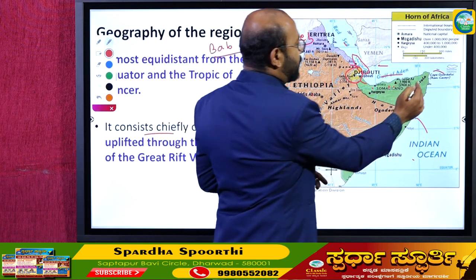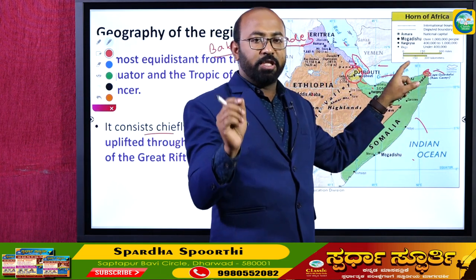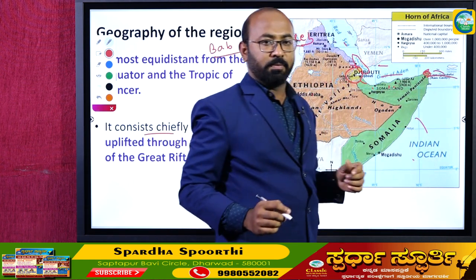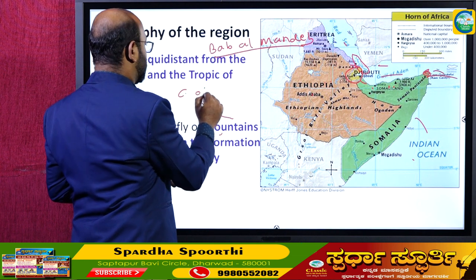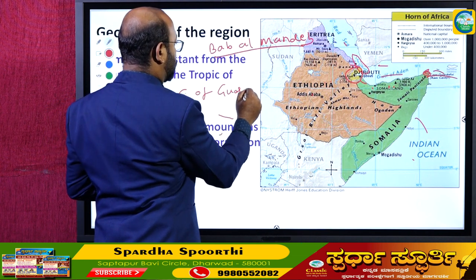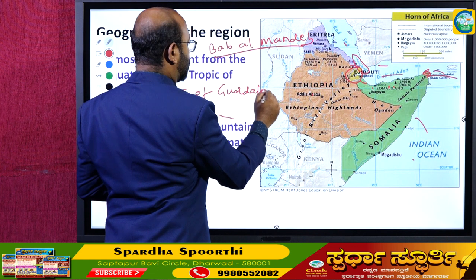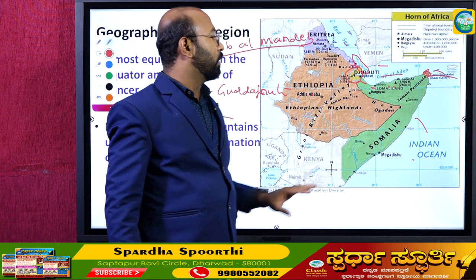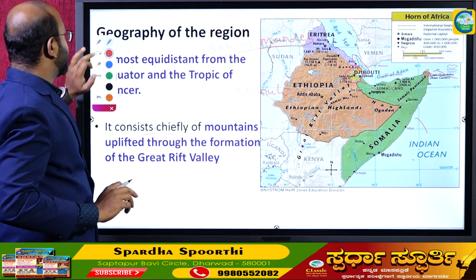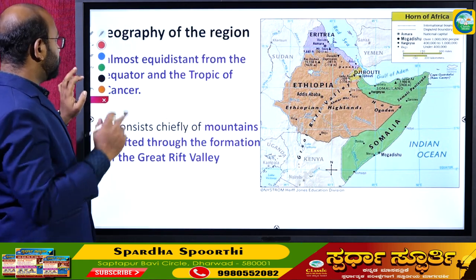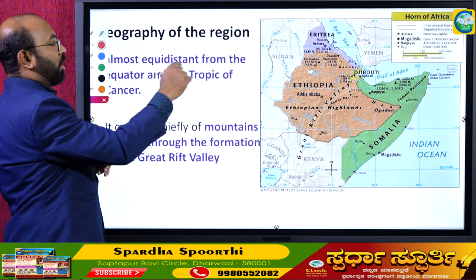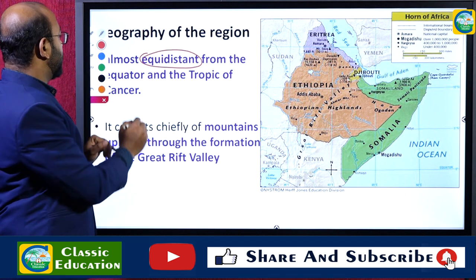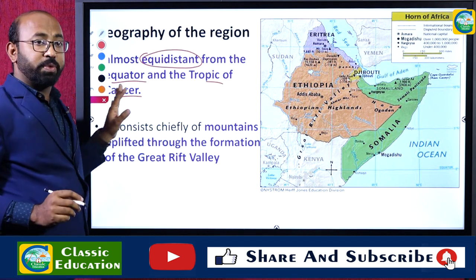See, at the tip of this Somalian Peninsula is the Cape of Gardafui, right? Cape of Gardafui. That is the tip of this peninsula. See, this is the geographical setup of this area. Then this whole region is equidistant from the equator as well as the Tropic of Cancer. This is very important.